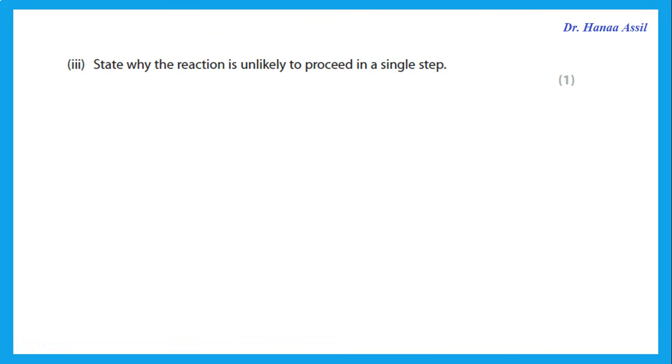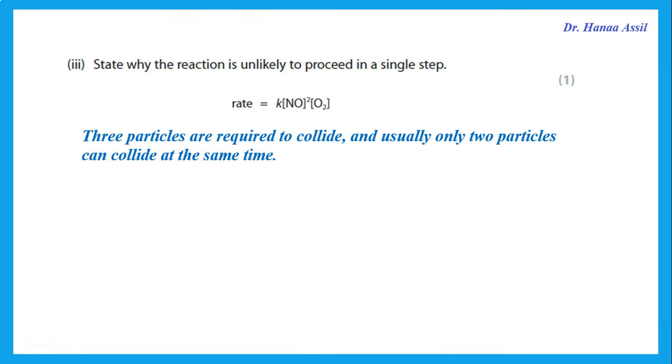State why the reaction is unlikely to proceed in a single step. What was the rate equation? This is the rate equation. The rate equation says that 2 particles of NO should collide with 1 particle of oxygen. That means I need 3 particles to collide in the same step. This is highly unlikely. Usually 2 particles collide, but to have 3 particles colliding in the same step is unlikely. So this reaction most probably goes through more than 1 step.